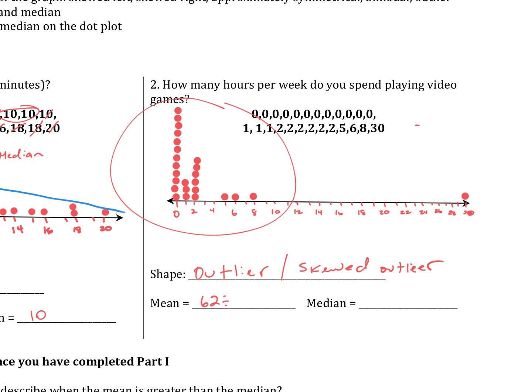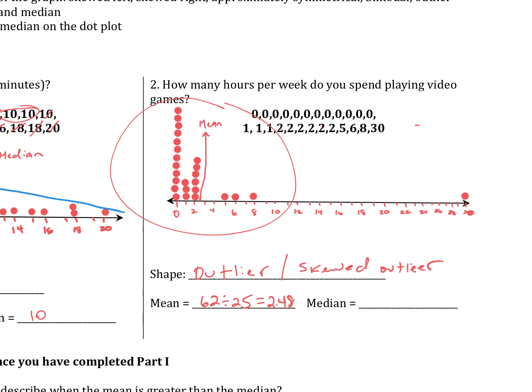And there are 25 numbers. So I'm going to do 62 divided by 25, and I get 2.48. So that is approximately right here. So that is our mean.